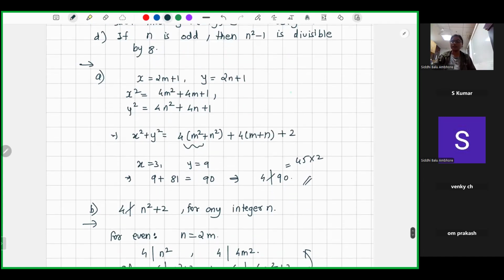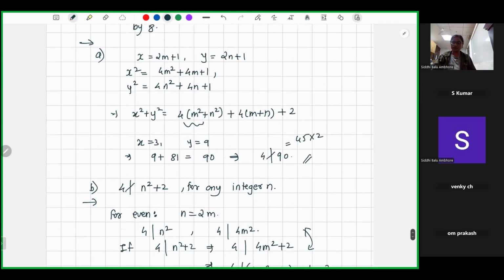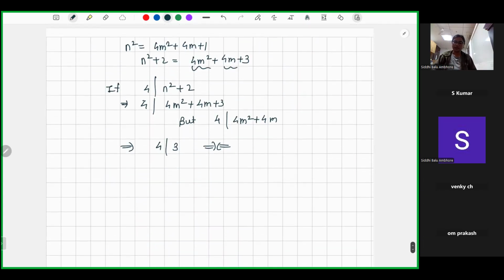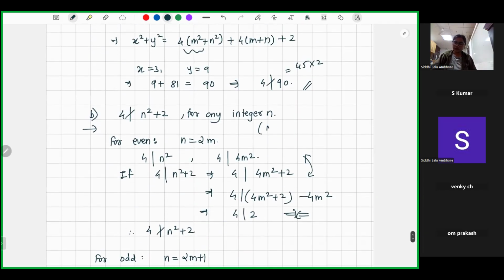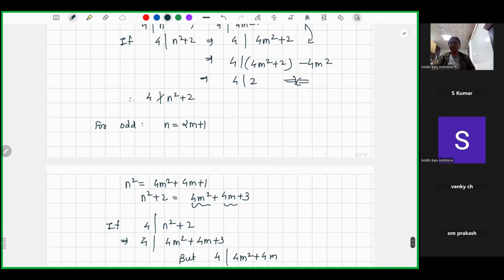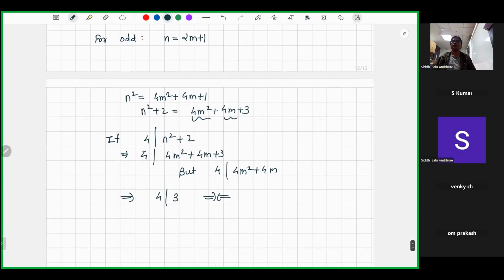Okay, for n is equal to 0, we don't have to consider it separately. I mean, for n is equal to 0, 4 anyway does not divide 2. So that's there. Let me write, for n is equal to 0, 4 does not divide 2. So even and odd, we have it here. So I hope this one is clear.